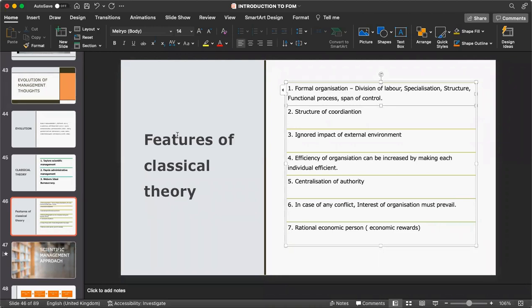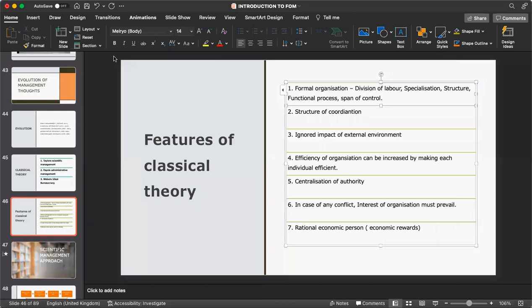Sandeep, clear? Perfect. Any more doubt, please? Any of the point? Okay. Anyone else, guys? Any other point?